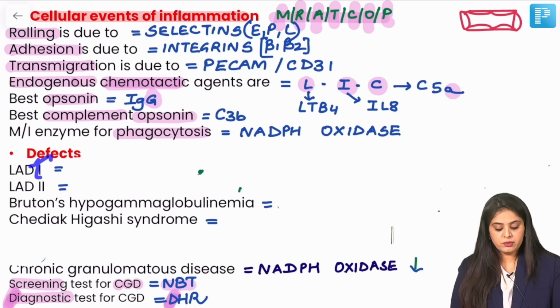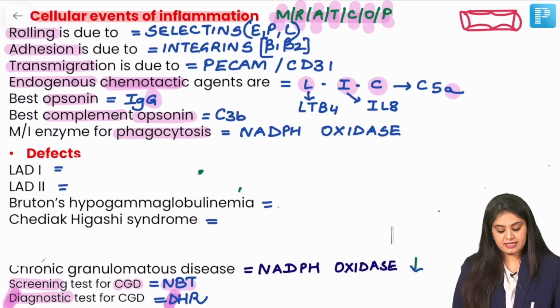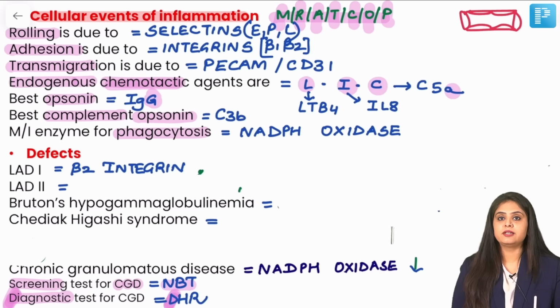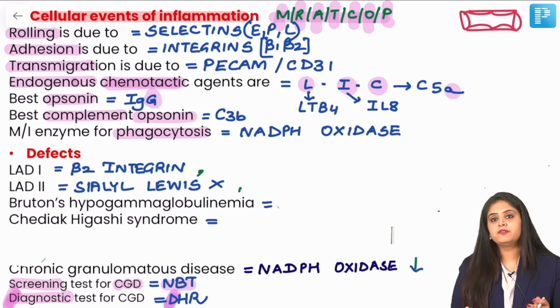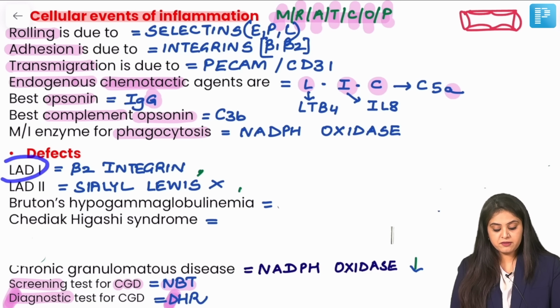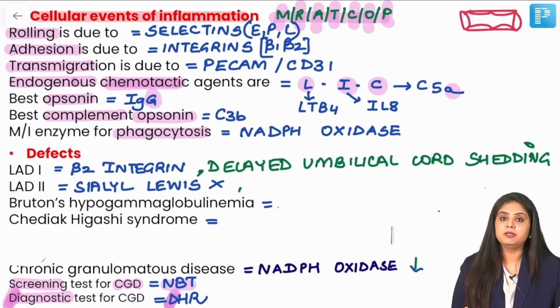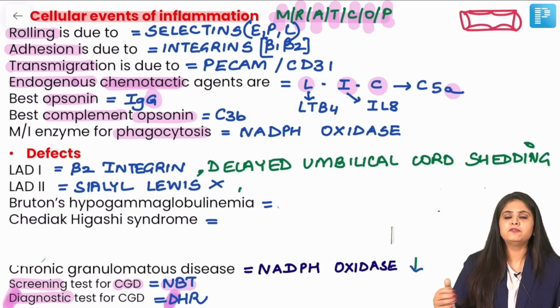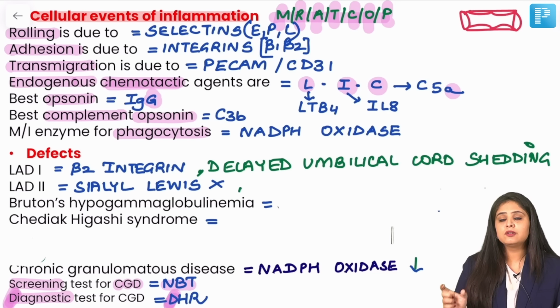So LAD1, the way you write 1, there's a problem in I, integrin, so there's a problem in beta-2 integrin. And LAD2, if you look at 2, it looks like S, so there's a problem in sialyl Lewis X. In both of them, there are different sets of infections and different sets of buzzwords which will help you solve the paper. In LAD1, of course, it is a delayed shedding of the umbilical cord. The mother will say that 2, 3, 4 weeks after birth, the umbilical cord stump is not shedding off, and that means it is LAD1.